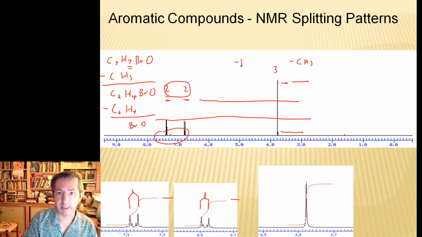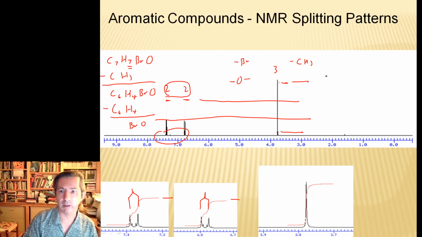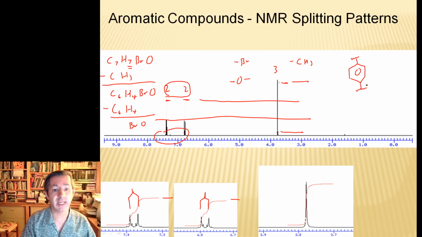So let's put a bromine on here. Bromine just bonds like that. Oxygen, he can bond like that. And we definitely have a benzene ring in here. And that benzene ring, since it only has 4 hydrogens, has to have 2 substituents on it. And in order to get 2 symmetrical doublets, that's the dead giveaway of a para-substituted benzene ring.